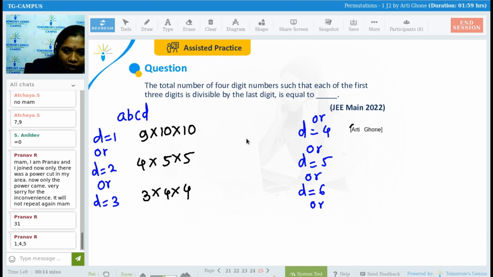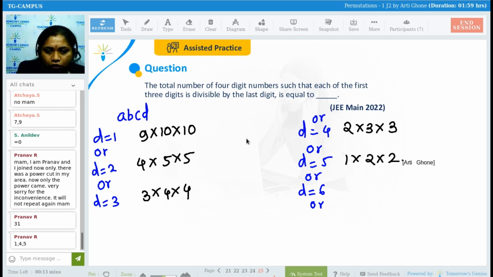Then, a number divisible by 4: 4 and 8. Right? 4 and 8. Okay, so we have the answer. A number divisible by 4 is 4 and 8. That means it is 2, 3, 3. Clear? Okay. Then a number divisible by 5. Find 0, but it can't be taken at the first place. So it is 1, 2, 2.